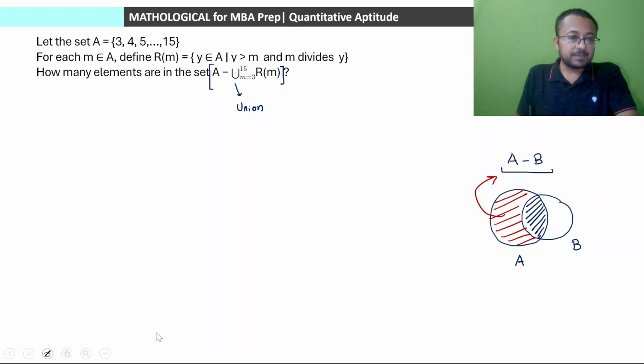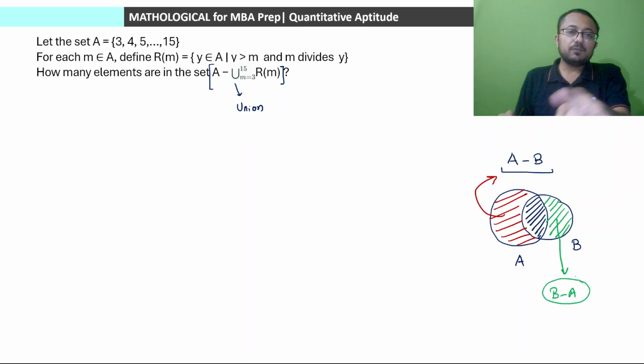Similarly, अगर हमें करना है B minus A, so B minus A is B minus the portion of B that is common in A as well. यानी कि this portion here, this will be B minus A. क्या ये बात समझ पा रहे हो? So similarly, we have to subtract union of Rm from set A to find out how many elements will be there in the set that remains. Okay. So pause the video and try to solve it after knowing this.